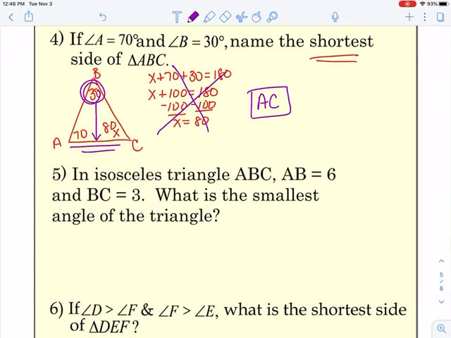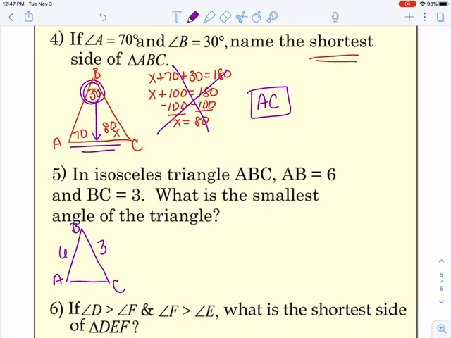For number 5, we have an isosceles triangle ABC with AB is 6 and BC is 3. What is the smallest angle of the triangle? Okay, so again, I'm going to draw an isosceles triangle. Again, any old triangle will do, and we'll label it A, B, and C. So AB is 6 and BC is 3.